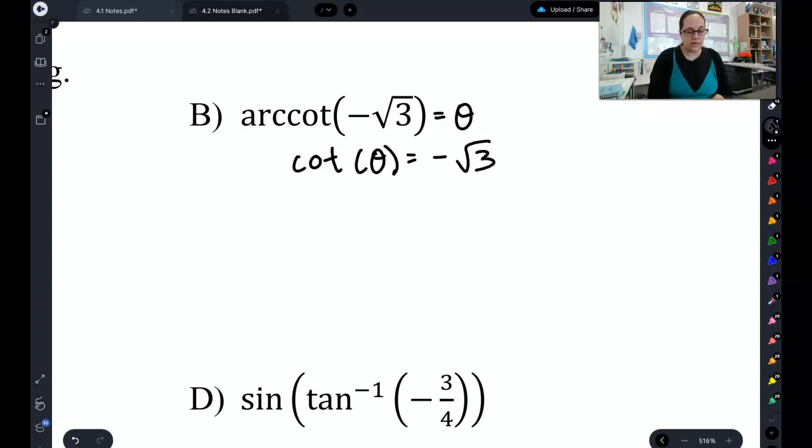So remember that, take those values that we just talked about and flip them, and that will give you your cotangent values. And you're looking for where the cotangent is negative, what quadrants. Then pick the one that is in the quadrant restrictions for cotangent. So pause the video, try that out on your own, and then come back to check your work and see how you did.